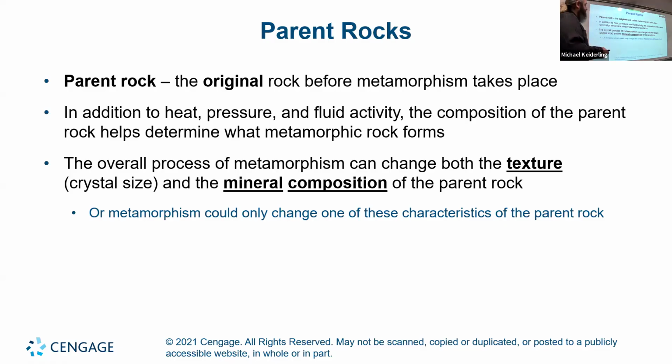The overall process of metamorphism can change both the texture, the crystal size, and the mineral composition of the parent rock. Marble, for example, has big changes in texture. Going from limestone to marble changes texture, but it's the same mineral. Or it could only change one of these characteristics of the parent rock, while other ones, like gneiss, or that striped rock you looked at, had both texture and mineral composition change. Generally, if you start with a rock that's made of only one mineral and it metamorphoses, it stays that mineral. Not always the case, but that's generally the case.